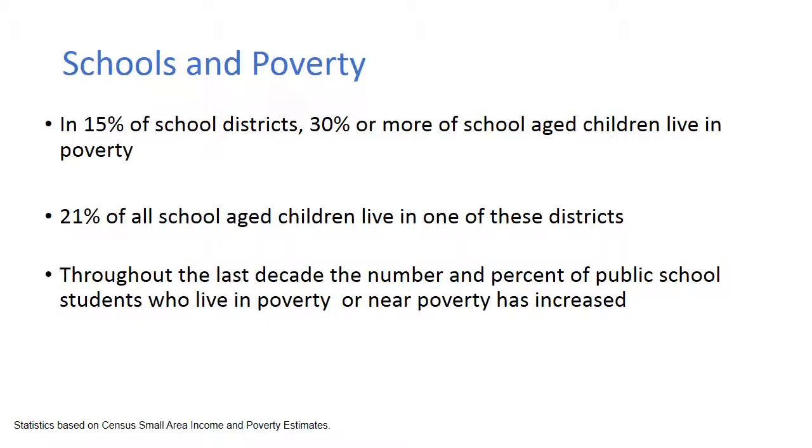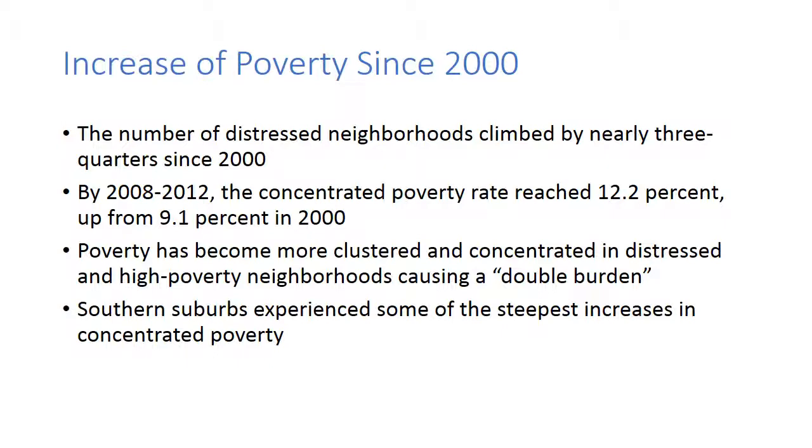Throughout the last decade, the number and percent of public school students who live in poverty or near poverty has increased. Since the year 2000, some of these increases have been dramatic. The number of distressed neighborhoods climbed by nearly 3/4 since 2000. Poverty has become more clustered and concentrated in distressed and high-poverty neighborhoods.